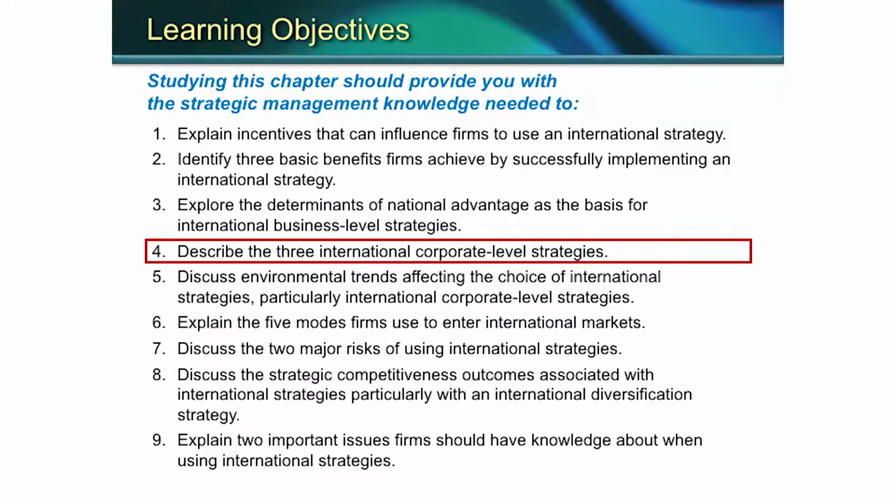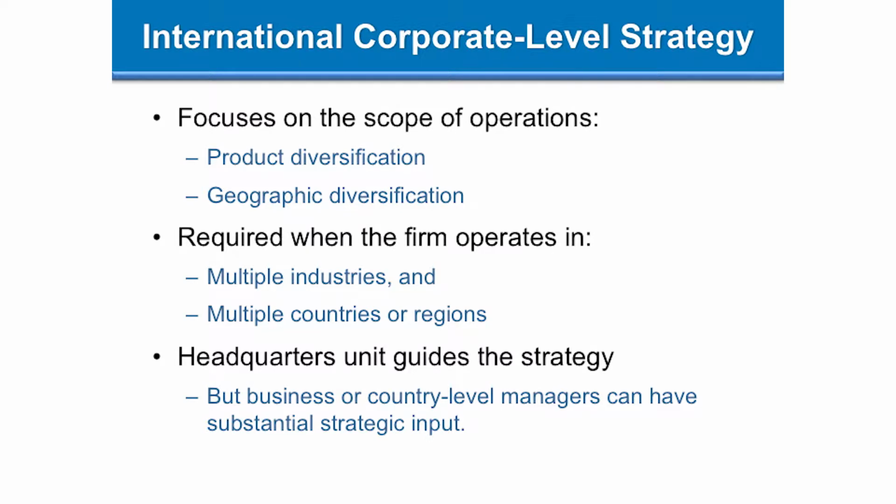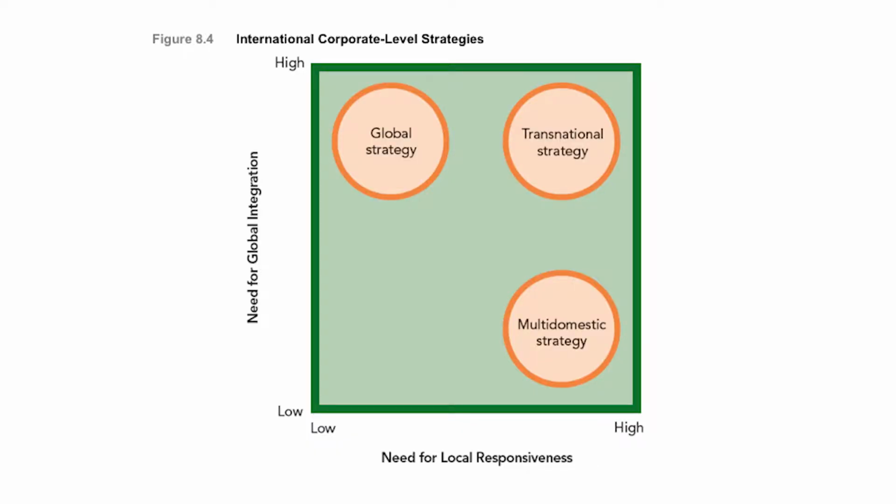In addition to the international business level strategies, we may think about an extended level of international strategies. Based on the level of product diversification in multiple industries and geographic diversification in multiple countries or regions, we may determine three international corporate level strategies: global strategy, multi-domestic strategy, and transnational strategy. Basically, international corporate level strategies are focused on either product diversification or geographic diversification, or both product and geographic diversification at the same time.